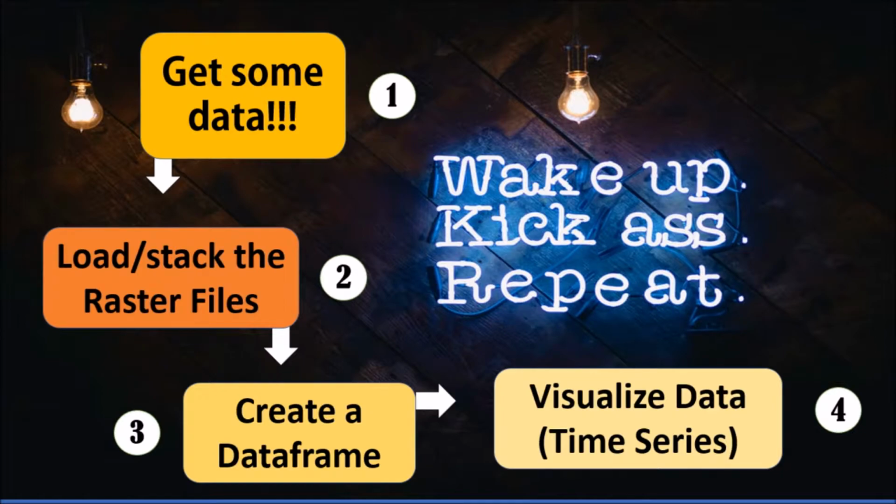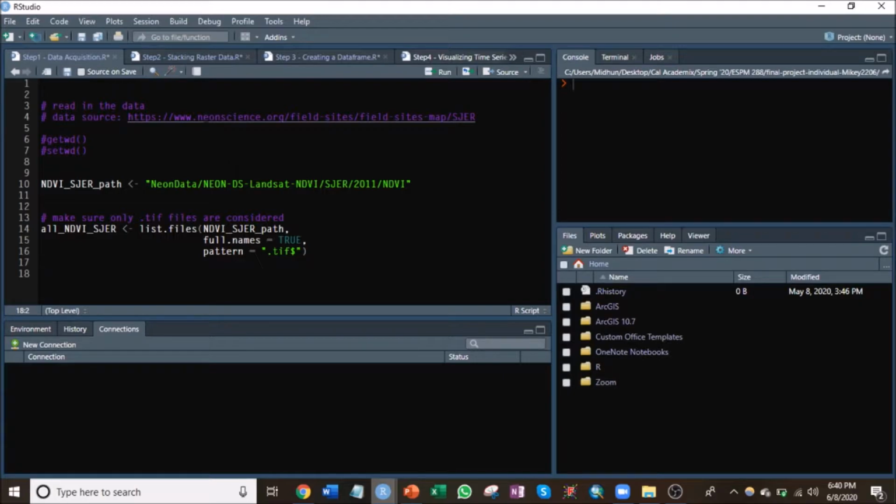So first, basically we will be getting our data, and then we'll be loading, or in spatial terms we'll be stacking all the raster files. And from that, we'll be creating a data frame, and finally we'll be using ggplot to visualize those data. So let's get started. So firstly, we'll be reading in the data.